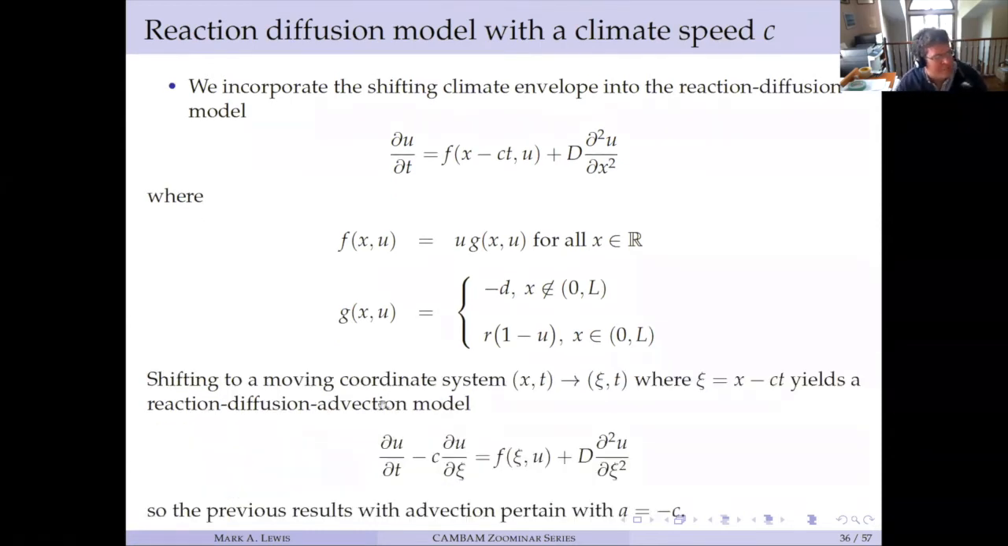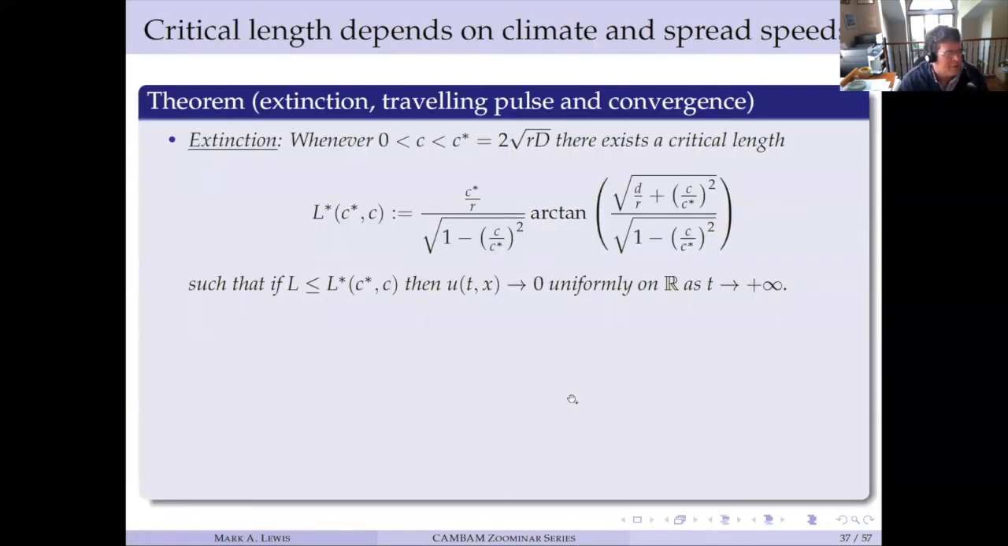And so it's possible to take this model and shift to a moving coordinate system, where x minus ct is psi. Then we have the following equation shown here. This is very much like our previous model, and it becomes identical if we let A be minus c. That allows us to use the theory we just talked about in the climate change scenario.